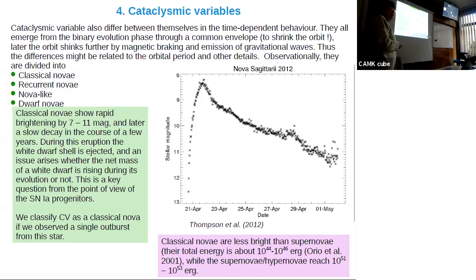But this is not the end of classification, right? We have to first classify things, and then we can concentrate on those disks. Cataclysmic variables are named cataclysmic because they undergo eruptions, right? Cataclysms. So from the point of view of variability, they are divided into several types: classical novae, recurrent novae, nova-likes, and dwarf novae.